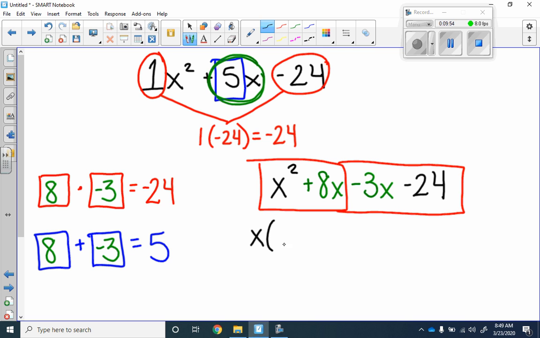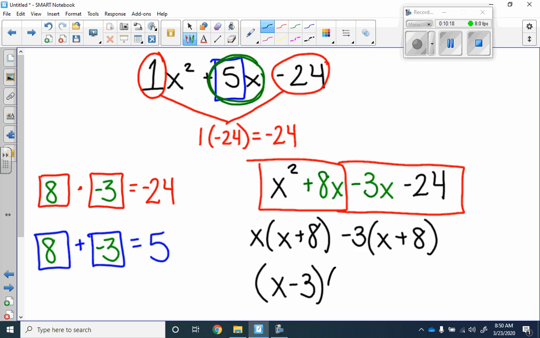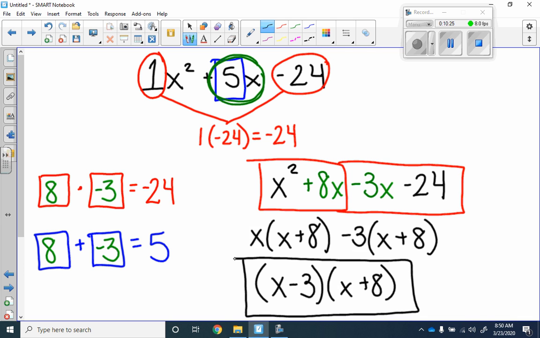So I can take out the x and I'm left with x plus 8. Here I can take out a 3, but I'm actually going to want to take out a negative 3 because I need to have the factors be the same, and I don't want the minus sign there. So by taking out the negative 3, I'm left with x plus 8. Now to look at my GCFs here. X minus 3, that's one factor, and x plus 8 is another factor. And so right there, those are my two factors.